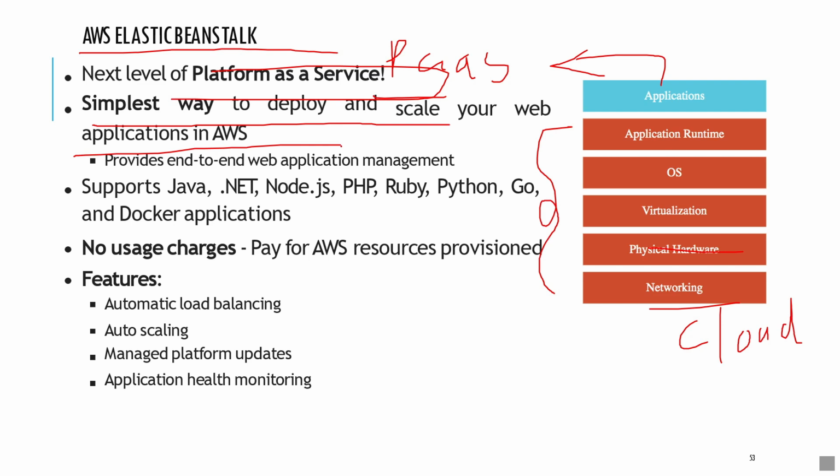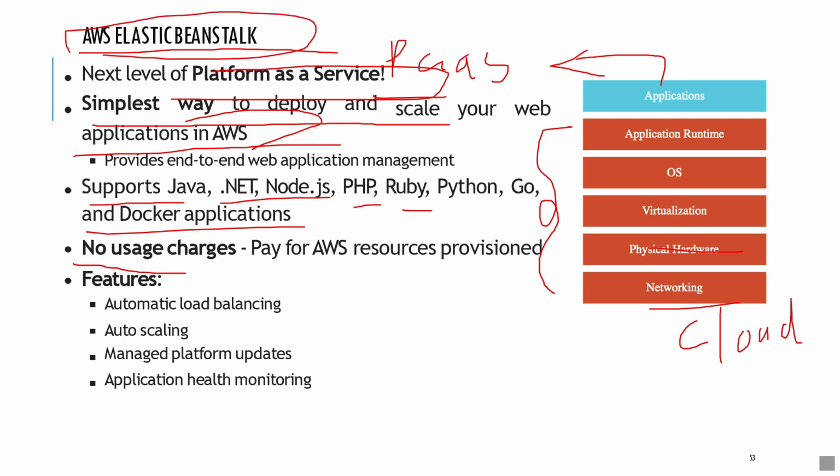So we need to deploy only the application. The remaining, like scaling and load balancing, are managed by AWS. It supports Java, .NET, Node.js, PHP, Ruby, Python, Go, and Docker applications, that is containers. So these many languages are supported by Elastic Beanstalk. There are no charges for using AWS Beanstalk. They won't charge for using the Elastic Beanstalk service. Instead, they charge for using EC2 instances, storage, and S3 buckets.